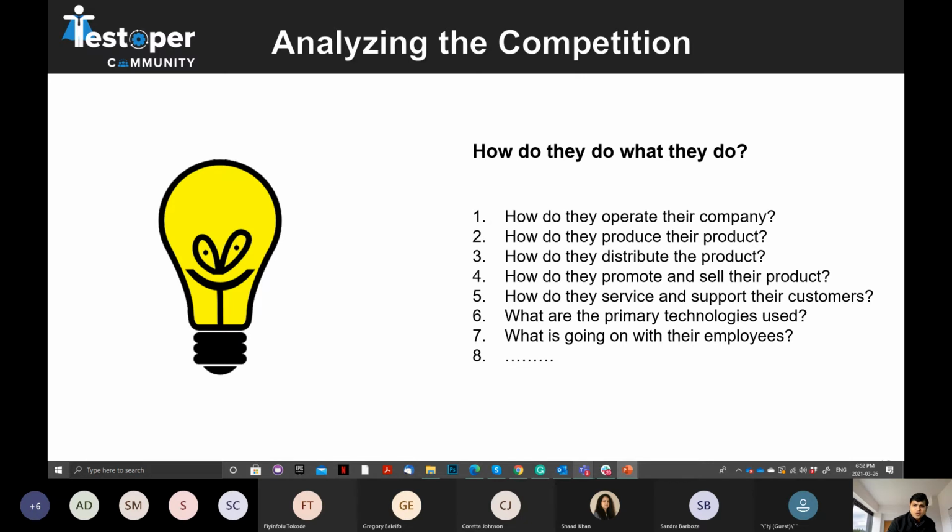That's a good example of how they promote and sell their product. Understanding how competitors promote and sell their product is very, very important. How do they service and support their customers? I was looking at another product called Calendly.